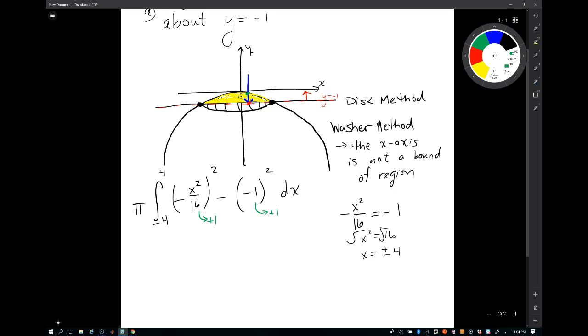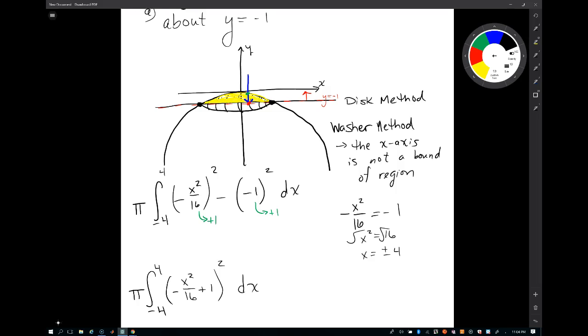And +1 will shift it up 1. So the actual integral that we need to calculate is pi times the integral from -4 to 4 of (-x² over 16 plus 1) squared. And then -1 plus 1 is 0. Square that at 0, subtract it, it doesn't do anything. So this is all we've got in our integrand, the quantity -x² over 16 plus 1, squared. So this is what we actually want to compute so we can find our volume.